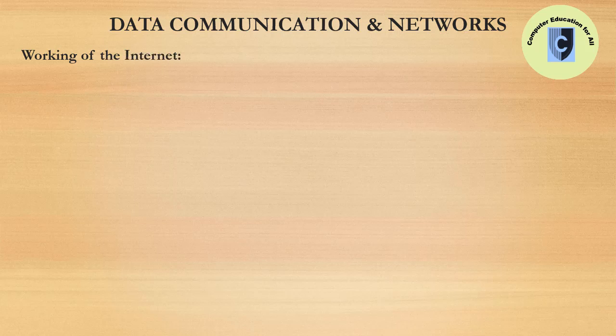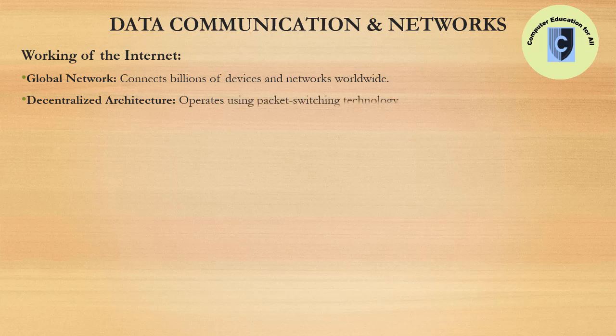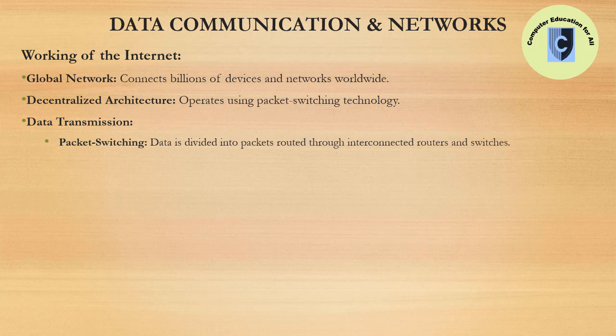The Internet is the largest computer network ever built. It globally connects billions of devices and networks. It operates through a decentralized architecture using packet switching technology. Data is divided into packets, which are routed through a network of interconnected routers and switches.